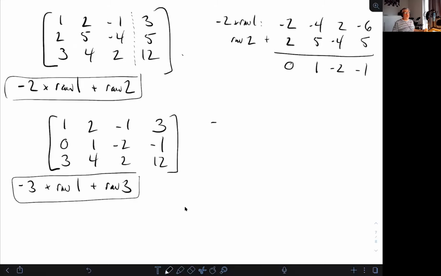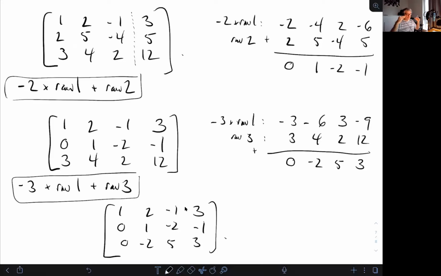Okay, so that's the first pass in the algorithm. The next is we repeat exactly the same procedure, but now we handle the second column. So next pass, same procedure, for column 2.